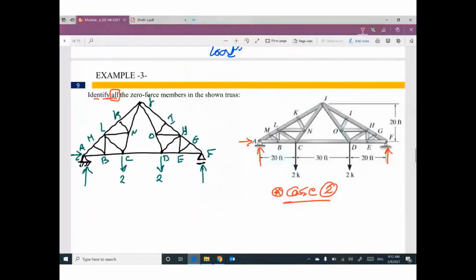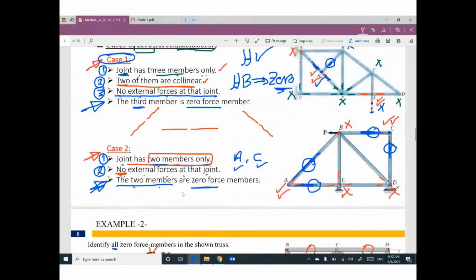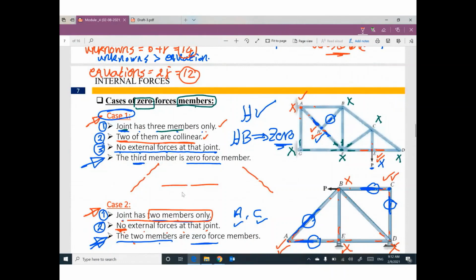No, we don't. What about joint F? How many members do you have? We have 2, but we have a reaction. Joint E, we have 2, but we have a reaction. So no joint fits case number 2. Okay, let's try case number 1. Please review with me. Case number 1, joint has 3 members. 2 of them are collinear, no external force.